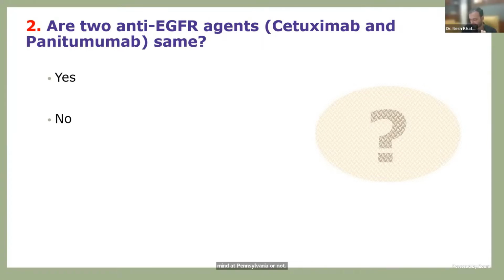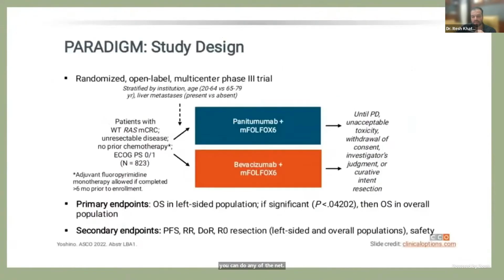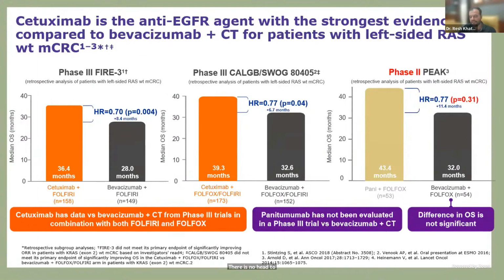Absolutely. We have seen that it is a choice of the treating oncologist, their own personal treatment preferences. Either way, you can give any of the mAbs. There is no head-to-head comparison. But if we see the data, there are slightly more skin reactions and more AEs with PMAB, while more infusion reactions with cetuximab. Otherwise, from the efficacy point of view, there is no significant difference.